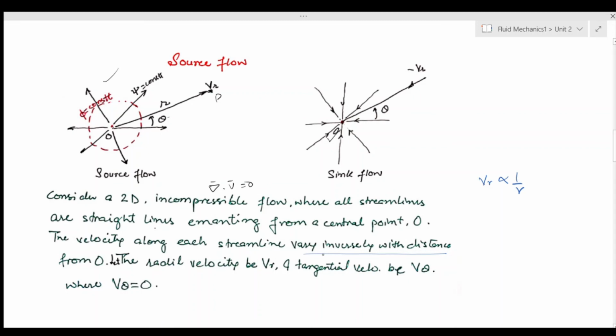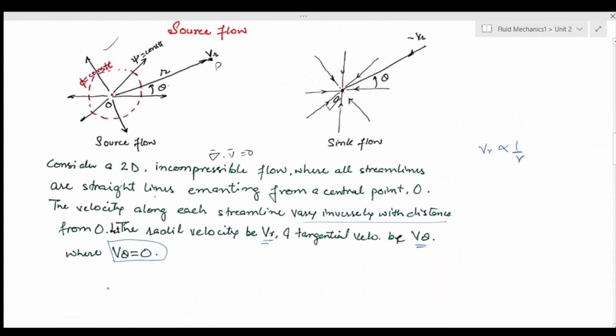That velocity varies with distance from O. Now let the radial velocity be Vr and tangential velocity be V theta. In our case, there is no V theta. In the case which we have shown here, for a source flow or for a sink flow, the only velocities are the radial velocities. There is no tangential component of velocity. Whatever there is, it's all Vr.